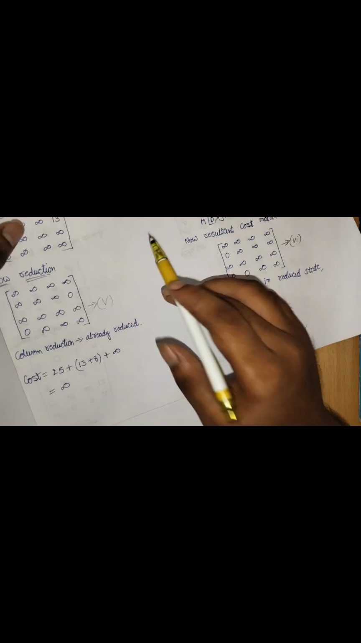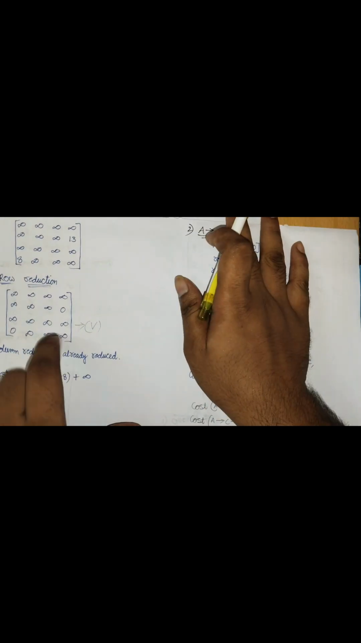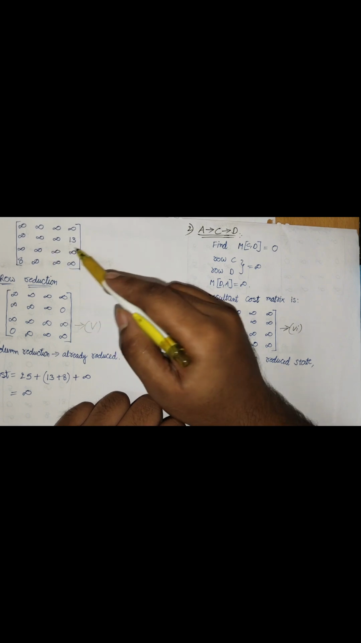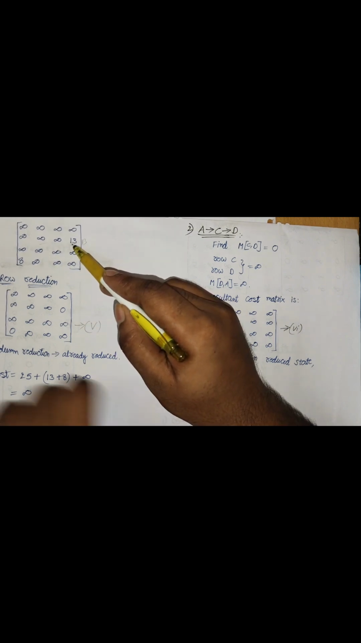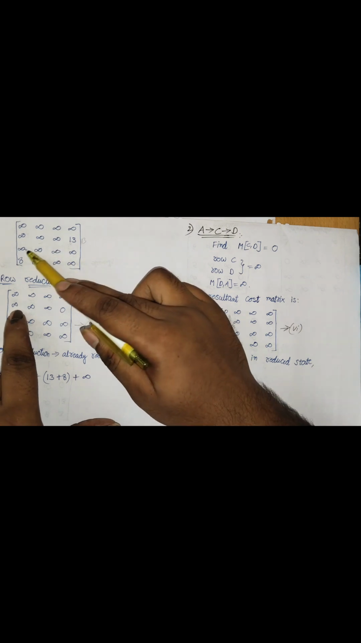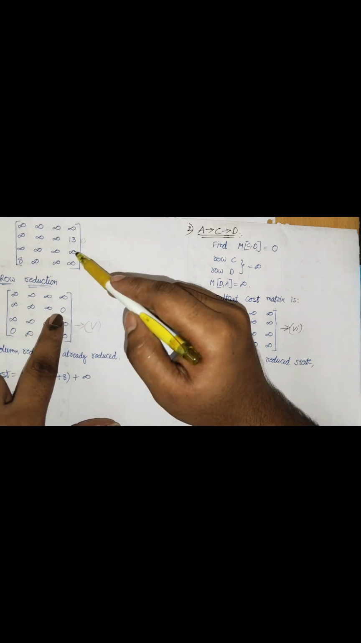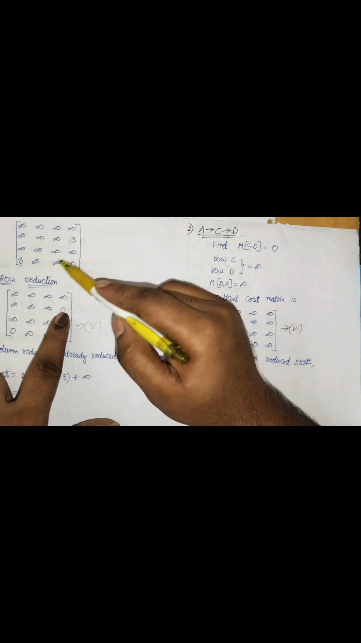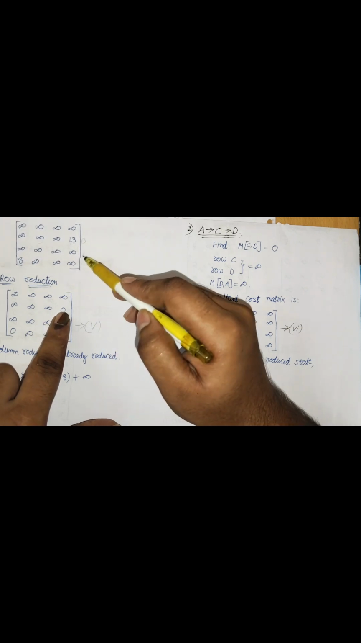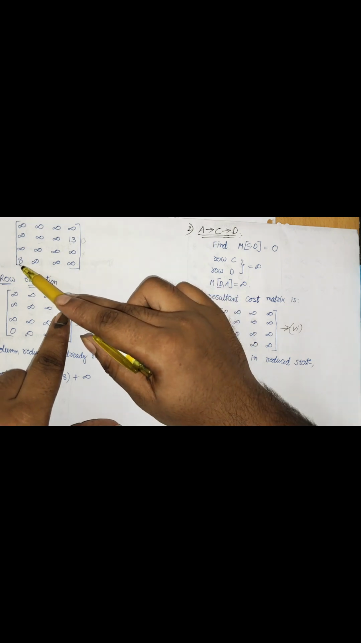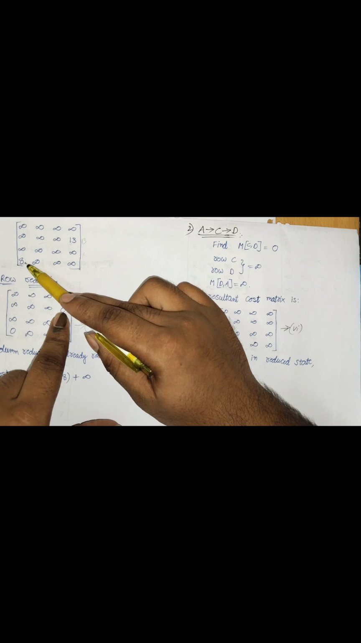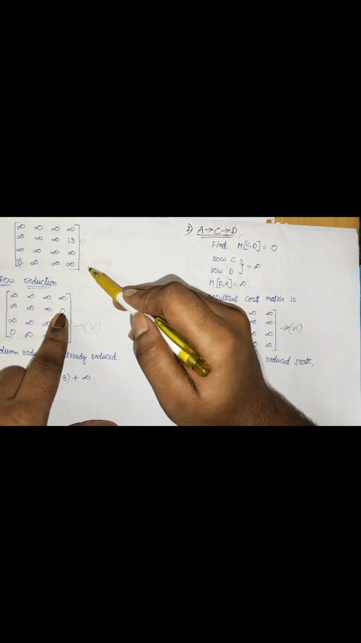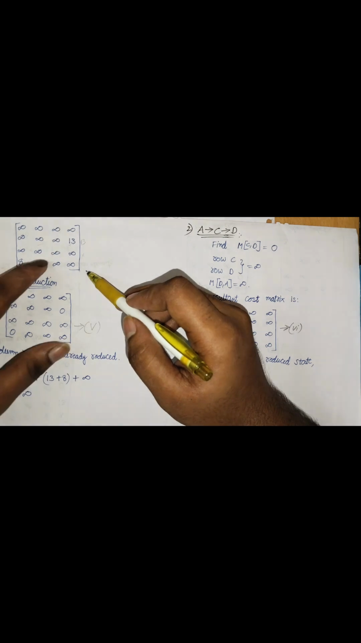Okay, fine. Now we have to reduce this cost matrix. First row all are infinities, so no need to reduce. And in the second row, the least element is 13. So we have to subtract 13 from the whole row. Infinity minus 13 is infinity, infinity minus 13, infinity, infinity. 13 minus 13 is 0. In the third row all are infinity, so no need to reduce. And in the fourth row the least element is 8. So you have to subtract 8 from each and every element of the row. 8 minus 8, 0. Infinity minus 8, infinity. Infinity minus 8, infinity.